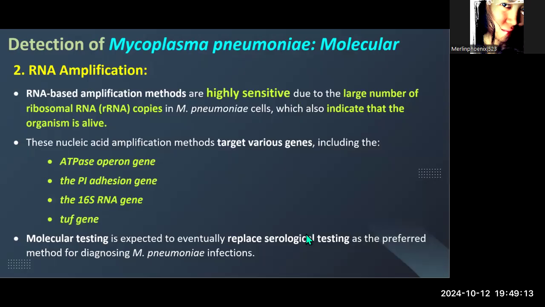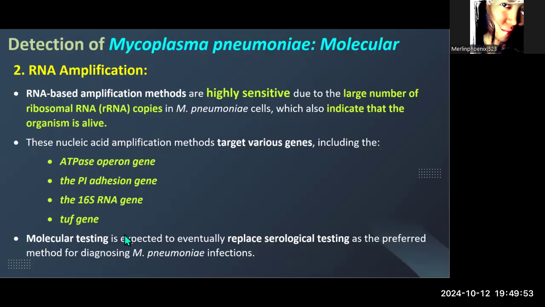And for the RNA amplification methods, these methods are highly sensitive because M. pneumoniae cells contain numerous ribosomal RNA copies, indicating active organisms. The presence of ribosomal RNA copies means these organisms are still alive or active, and these techniques target several genes, including the ATPase operon gene, the P1 adhesin gene, the 16S RNA gene, and the tuf gene.